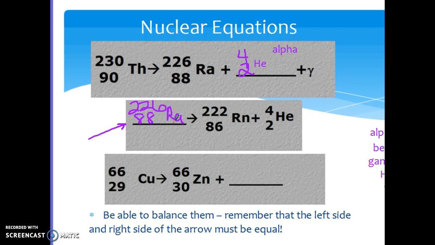Okay, so the last one we're going to do, here's the element on the left that's decaying. So remember, you subtract. And initially it looks like you're doing something wrong. 66 minus 66 is 0. 29 minus 30, think back to your integers, that would be negative 1. So what particle do we know that has no mass and a charge of negative 1? That's your electron. So what kind of decay would that be? You're right, beta. Very good. Just remember when you're doing these, everything on the left side has to equal everything on the right side. That's what balancing equations is all about.